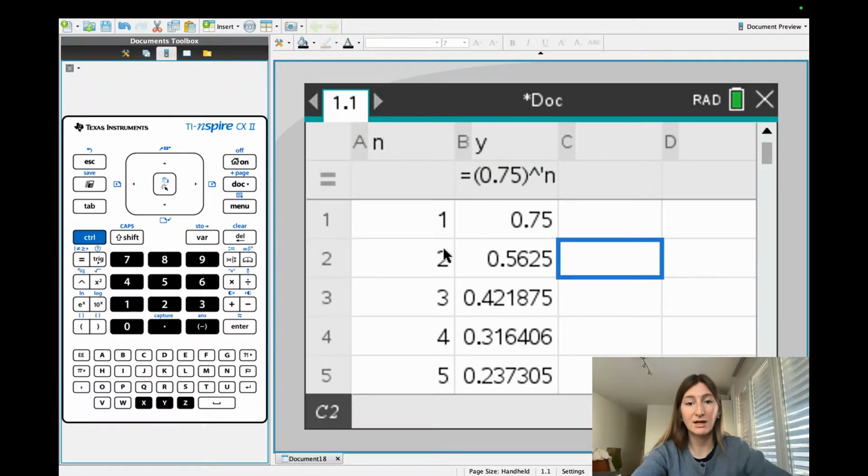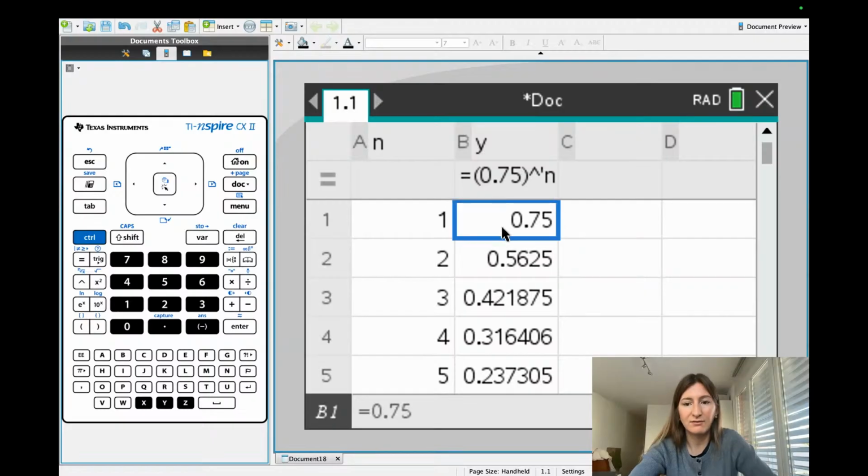Again, I cannot stress how useful this is for other topics as well. So let's just double check that it did it correctly. There were no typos. 0.75 to the power of, let's say, 1. Indeed, that does equal 0.75.